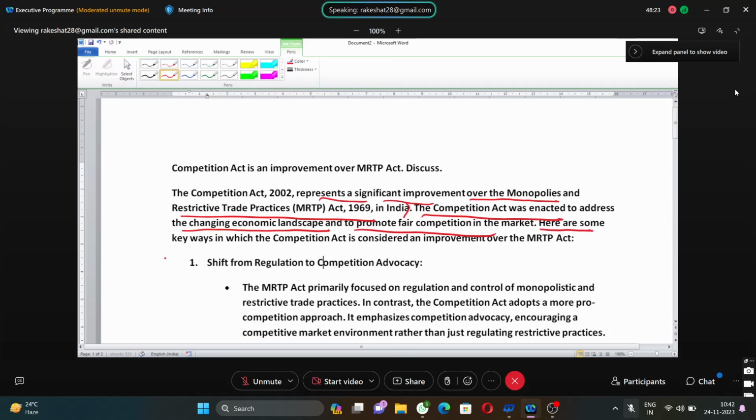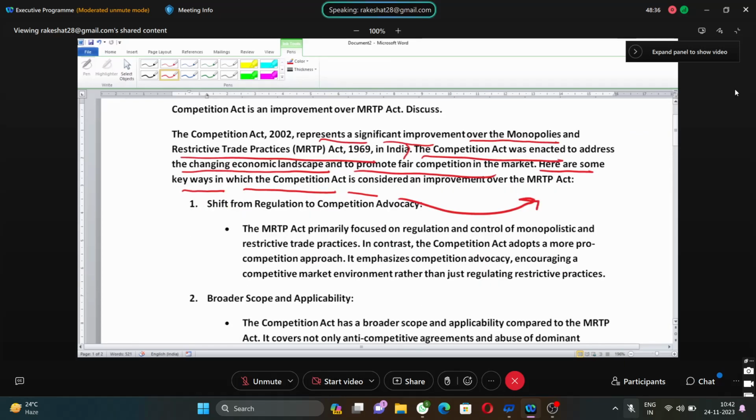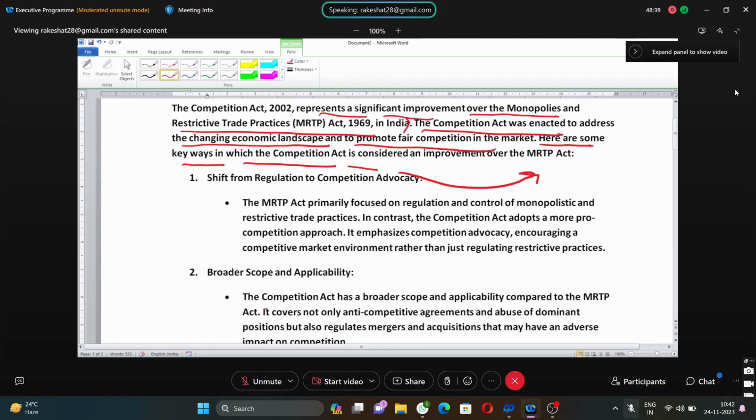Here are some of the key ways in which the Competition Act is considered an improvement. This question is talking about how it has replaced the MRTP Act and overcome its deficiencies. Shift from regulation to competition advocacy. The MRTP Act primarily focused on the regulation and control of monopolistic and restrictive trade practices. In contrast, the Competition Act adopts a more pro-competition approach. It emphasizes competition advocacy, encouraging a competitive market environment rather than just regulating restrictive trade practices. The horizon has increased in the new Competition Act.